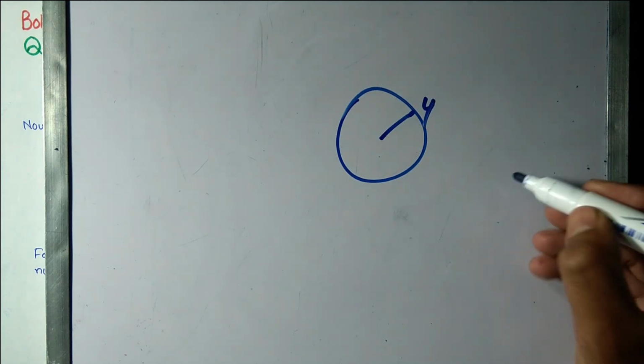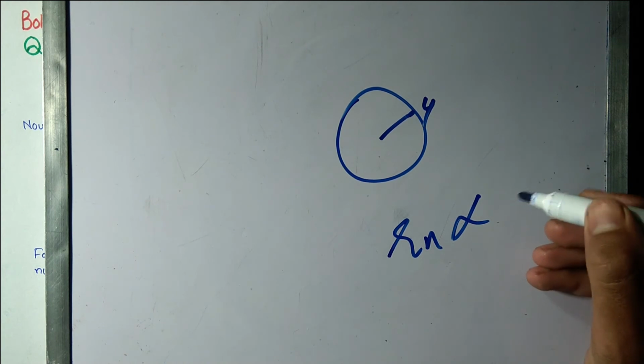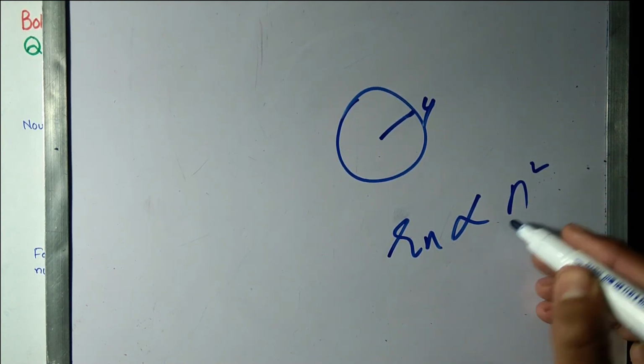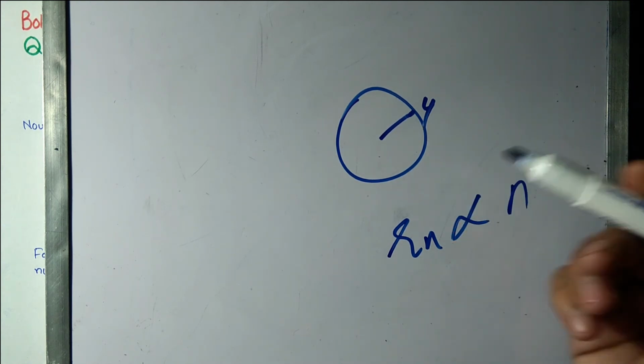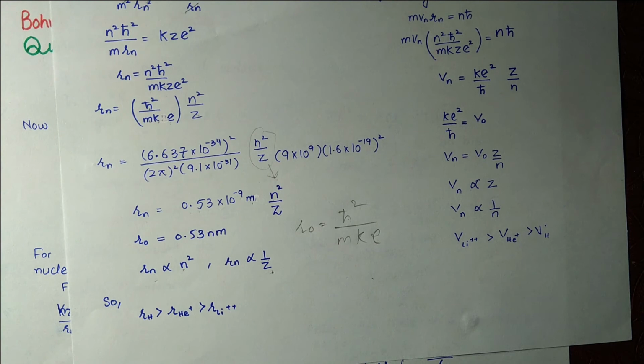We say that R of n is directly proportional to n square. For n equals 2, the R will be 4. For n equals 4, the R will be 16. So this is a small analogy, you can say, to understand.